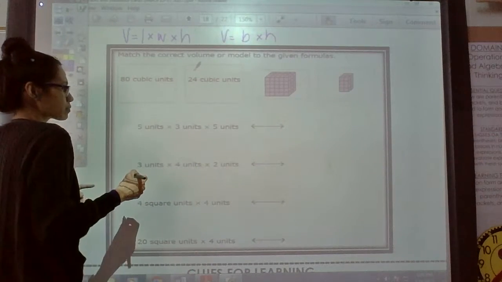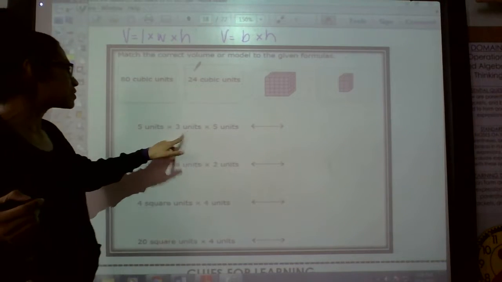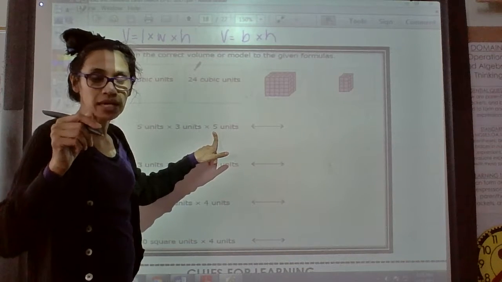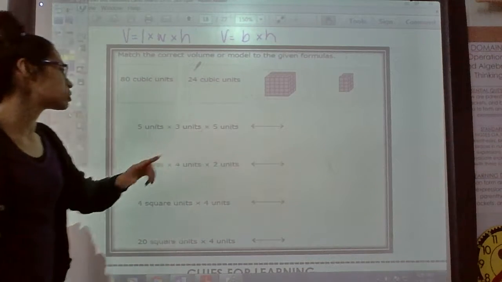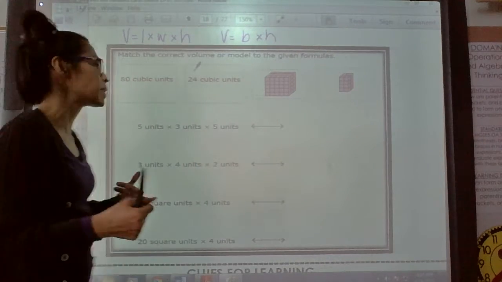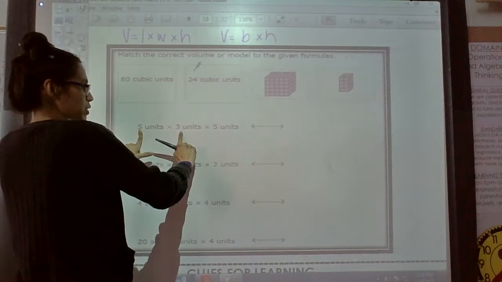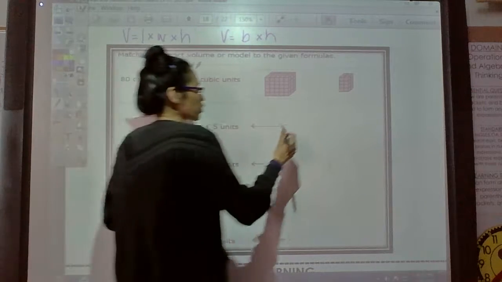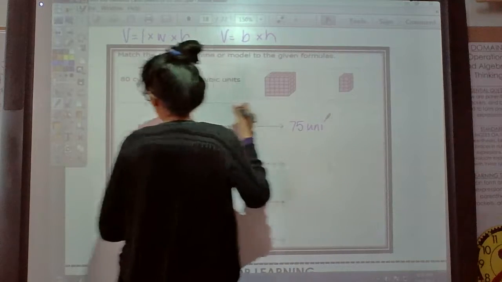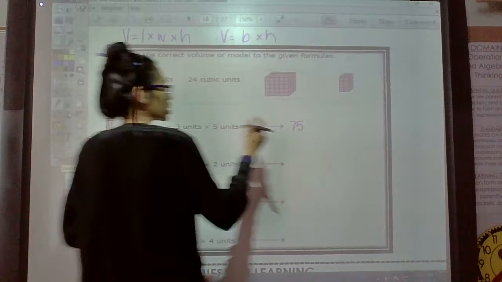What is 5 times 3? 5 times 3 is 15. 15 times 5 is, go ahead, work it out on the paper. What's that? 75. Or, remember, you can switch them around. We can mix them around and multiply, and we'll still get the same answer. We can do 5 times 5 is 25, times 3 is 75. So the volume of that is 75 units. Oops, not 75 units. Look, cubic units.